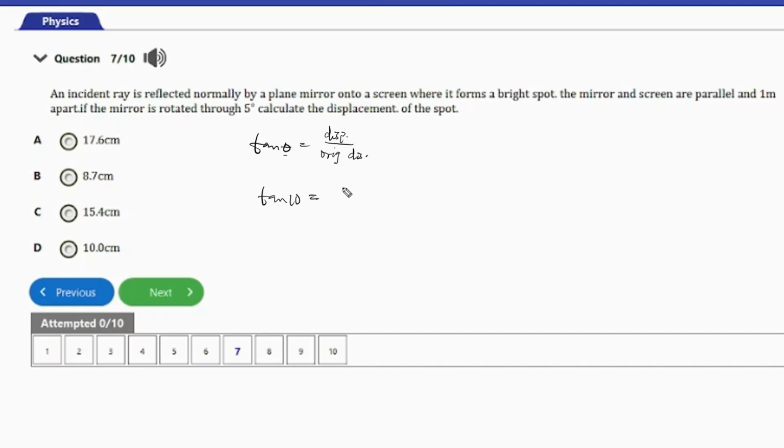So theta is 10. So it means that tan 10 is equal to the displacement from the spot, which we call x, over the original distance, which is 1 meter, and that's 100 cm. So in that case, if we make x the subject of this equation, it becomes tan 10 times 100 cm, and that will give us 17.6 cm. So that's option A here. So that's it for this question. Let's go ahead and consider the next question, guys.